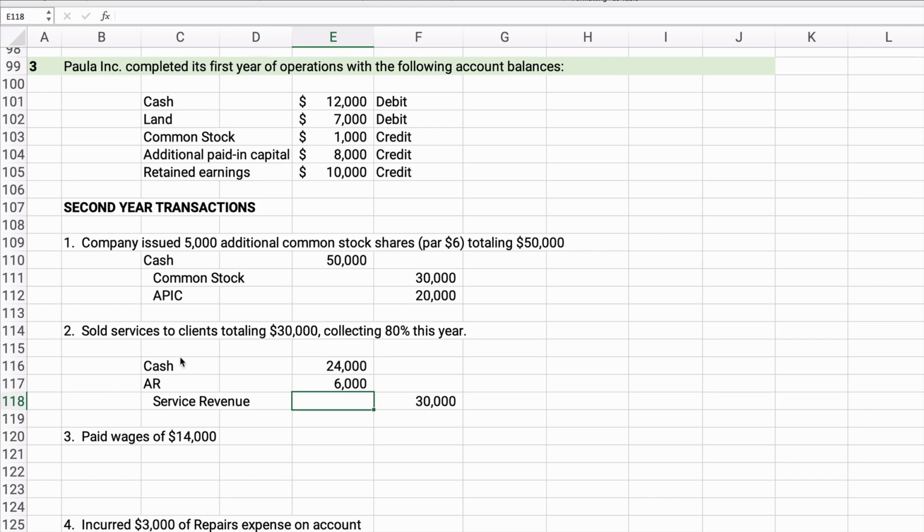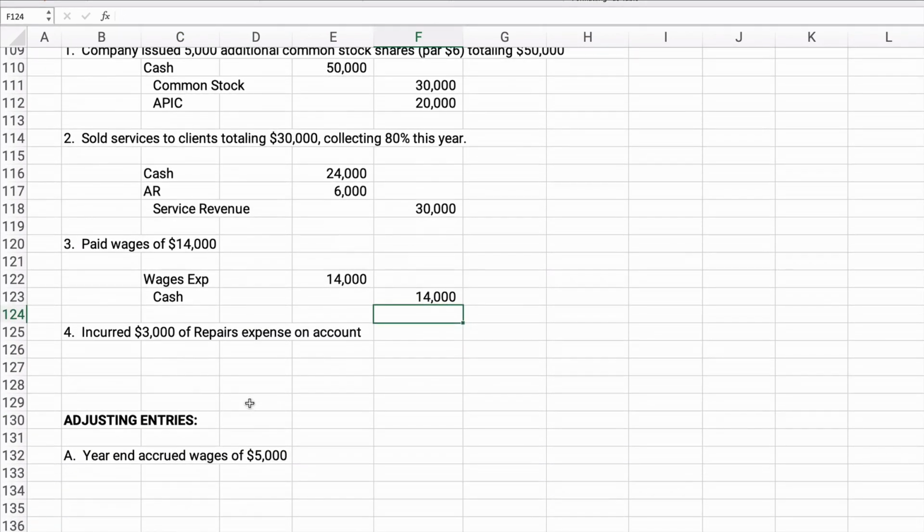Now, next one, what if we paid wages of 14,000? We're going to use an account, wages expense, and we paid the wages, so therefore it's going to be cash. This is 14,000 and 14,000. All right, we have one more journal entry, and then we're going to do some adjusting entries and then build the financial statements.